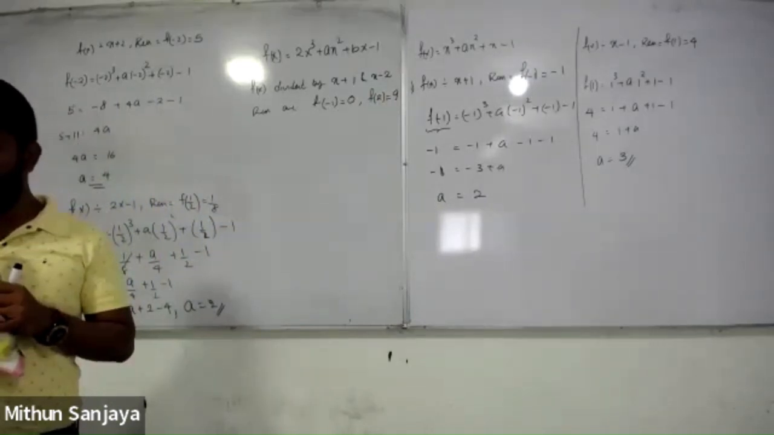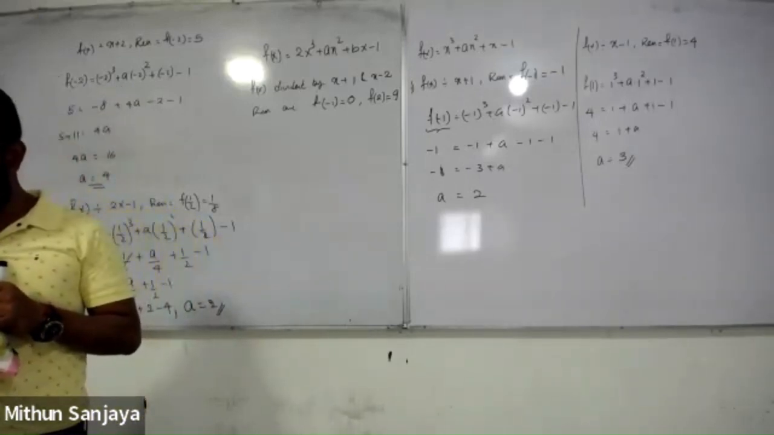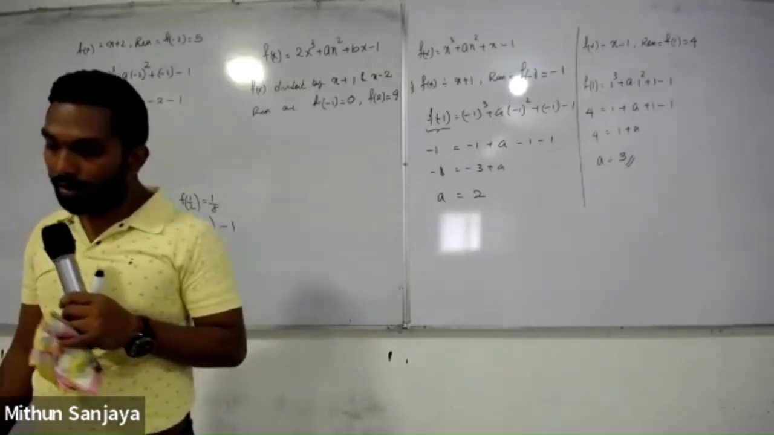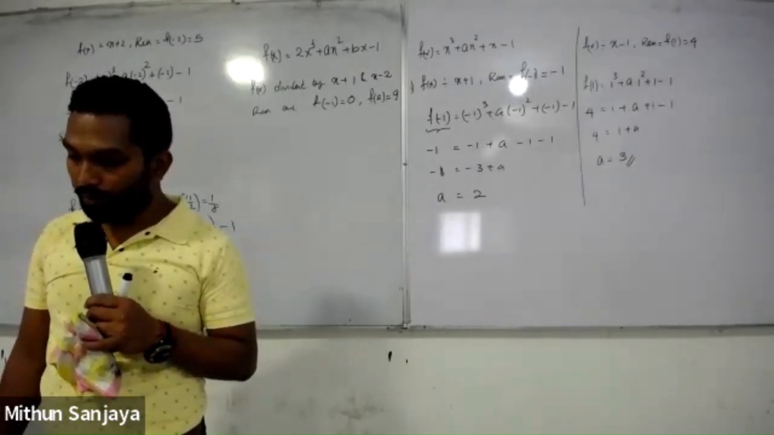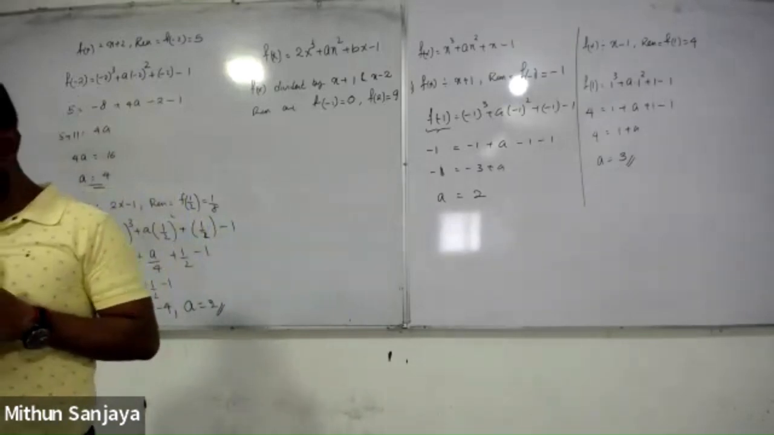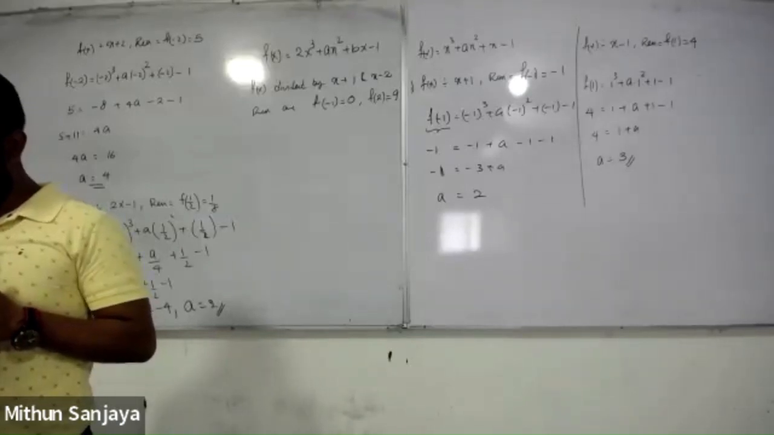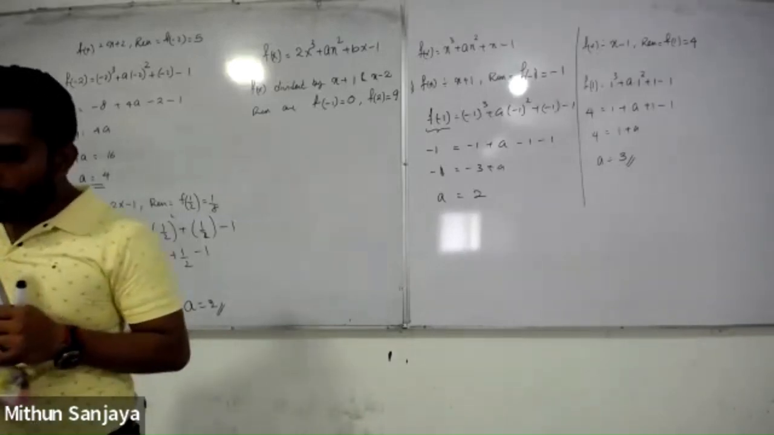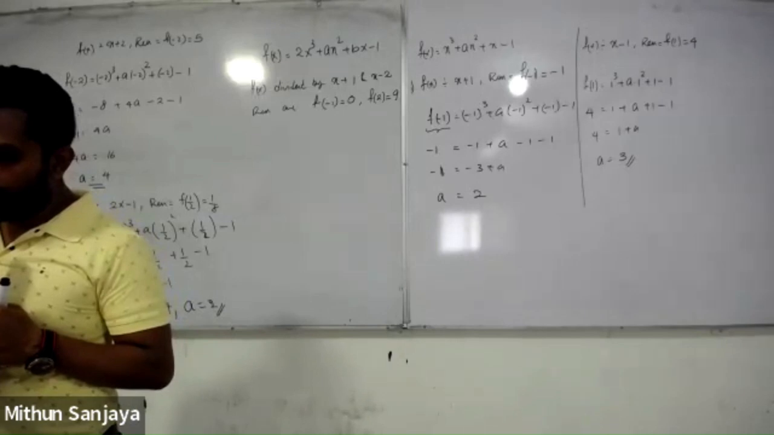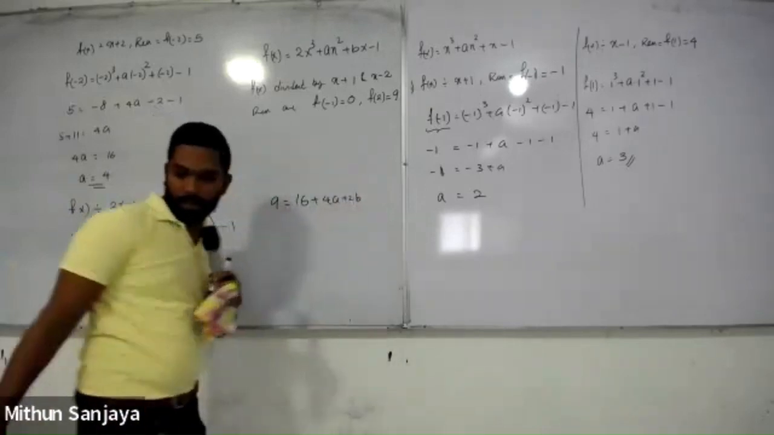We have a minus b equal to a value. And we substitute x equals 2 on the right side. Then f(2) equals 9: 2 times 2 cubed is 16, plus 4a plus 2b, minus 1.